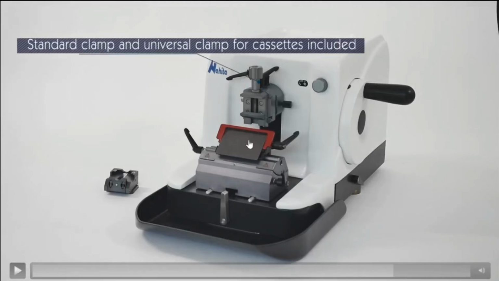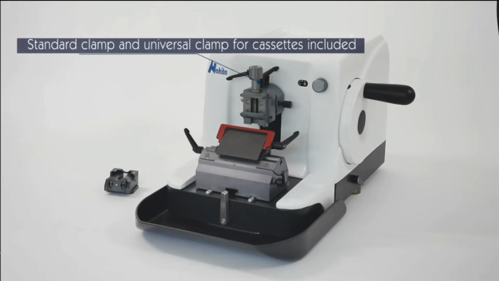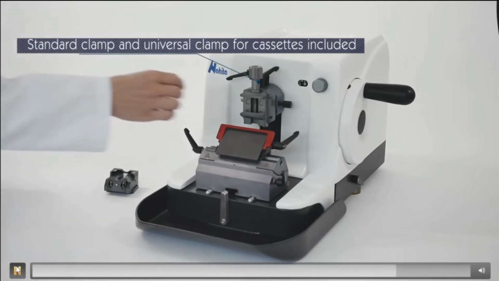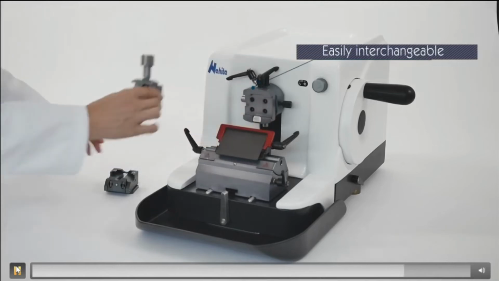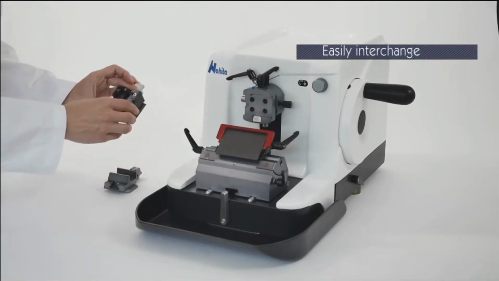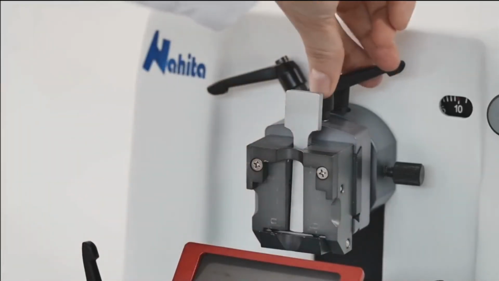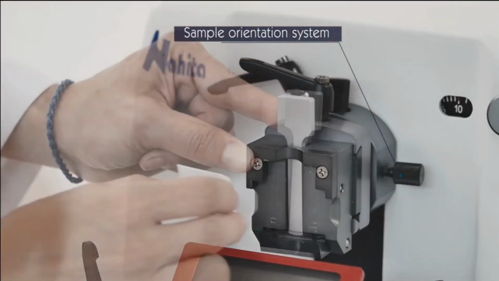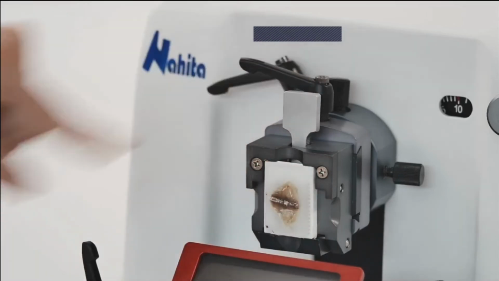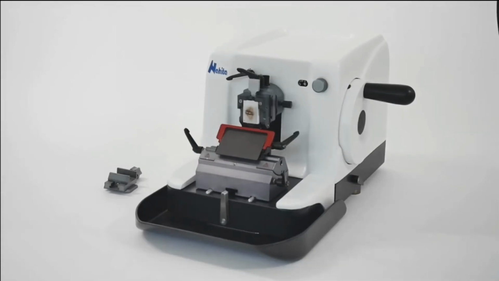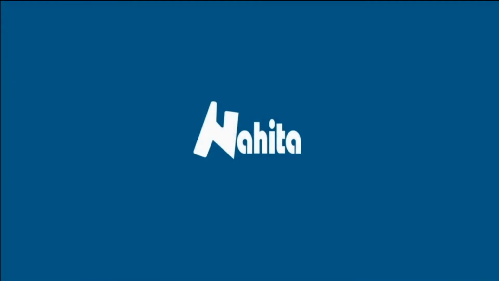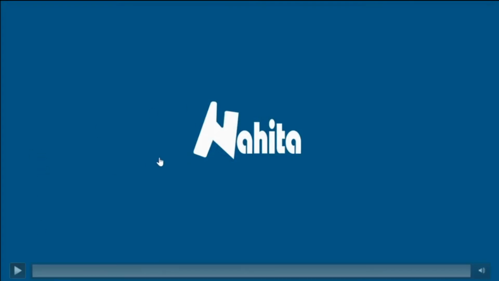That knife's cutting angle also can be adjusted by using this lever. In this way, the specimen is fixed. Okay, that's about the rotary microtome.